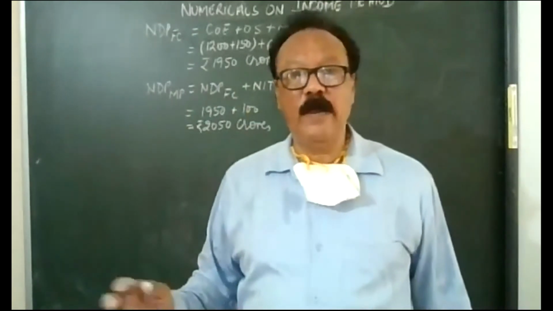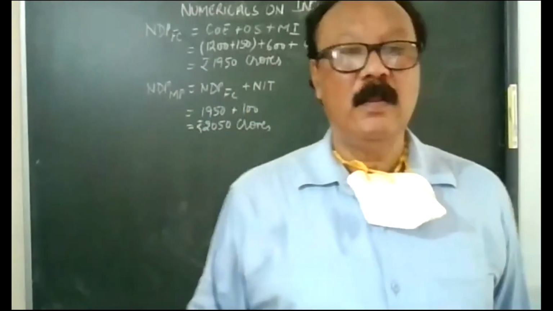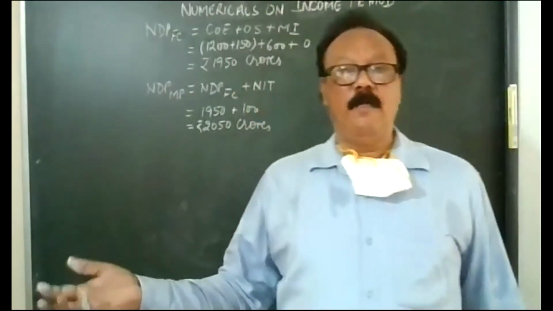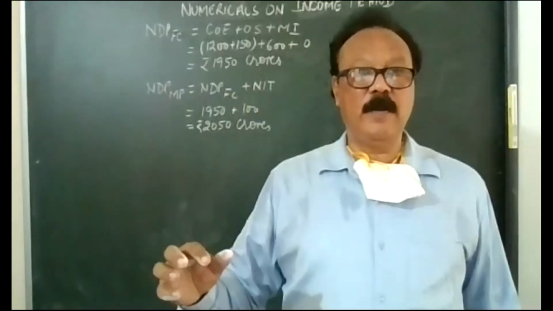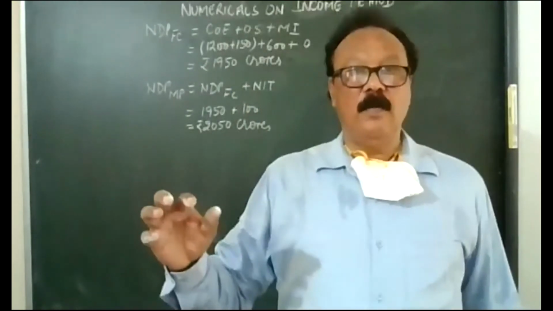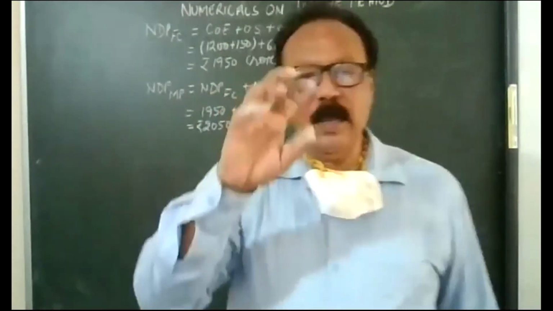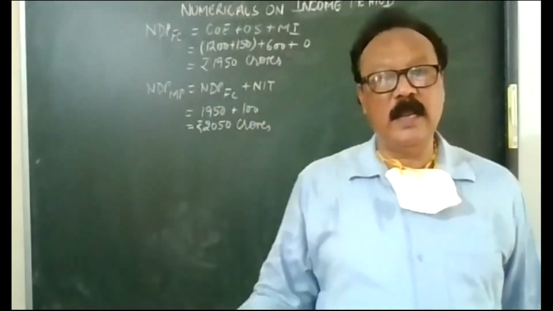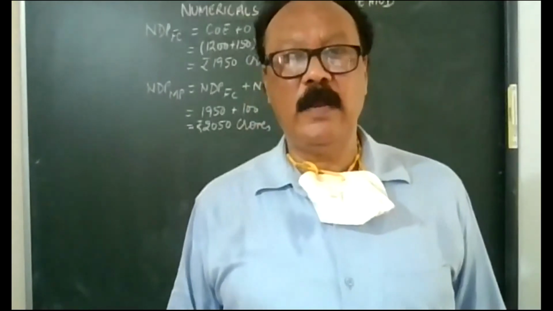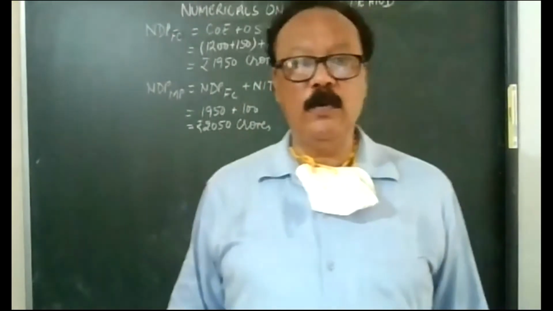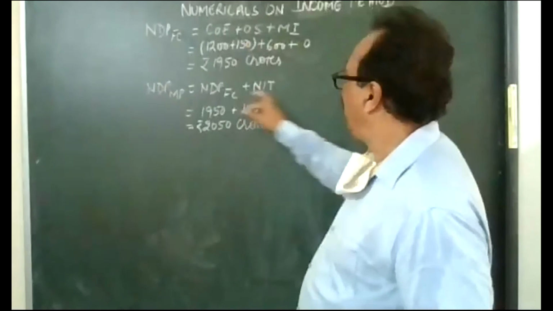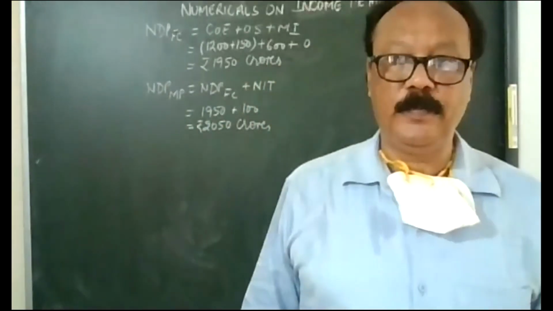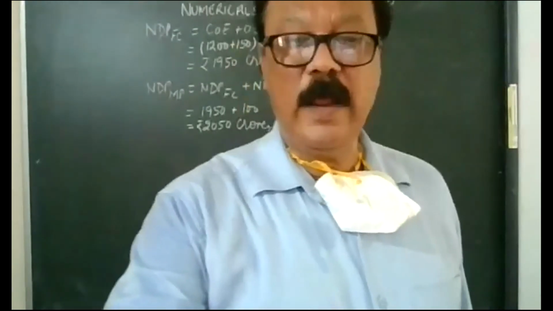Market price to factor cost, you will subtract NIT, and from factor cost to market price, add NIT. These are the basics you should get very clear, which will help you to calculate your formulas without having to learn them by heart. And with this, we end today's class.